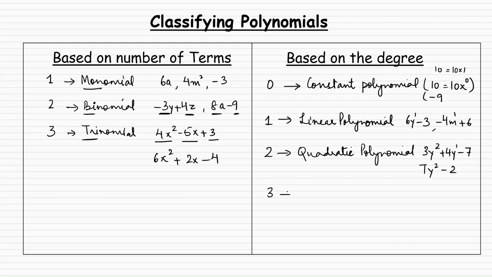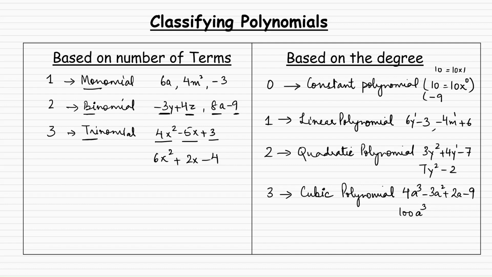If the degree of the polynomial is 3, it's called a cubic polynomial. So the highest exponent in a cubic polynomial is 3. For example, 4a cube minus 3a square plus 2a minus 9. Highest exponent 3. Even if I write 100a cube, it's also a cubic polynomial. It's a monomial, just one term. But what is the degree? What is the highest exponent? 3. So this is a cubic polynomial.